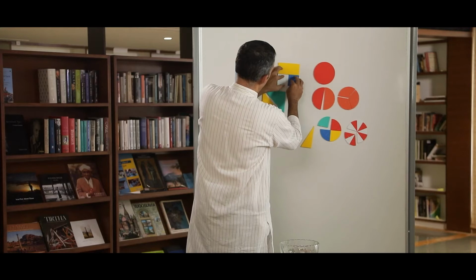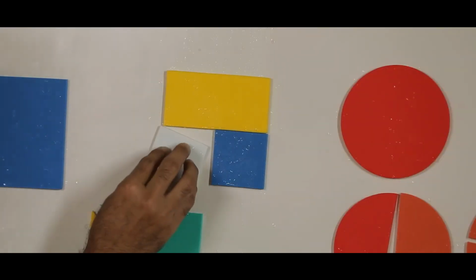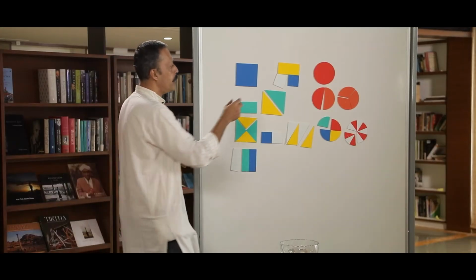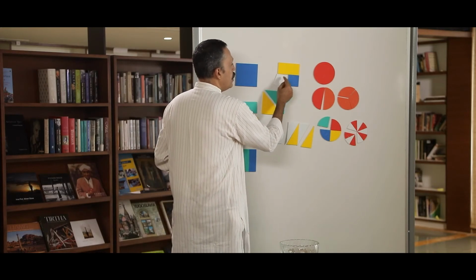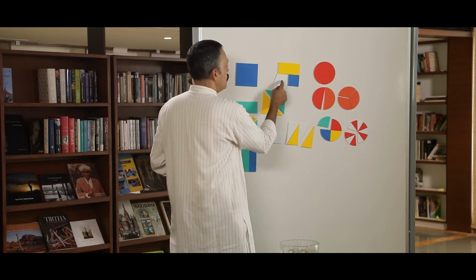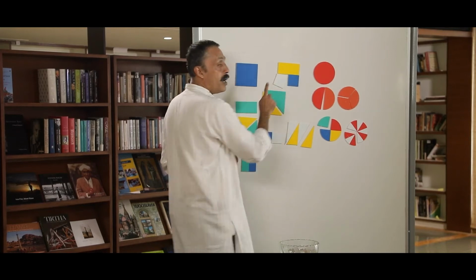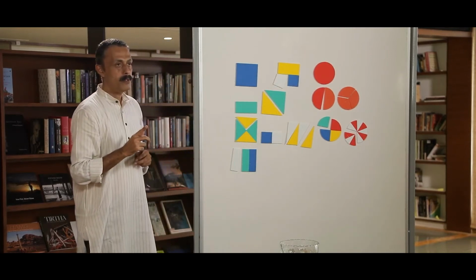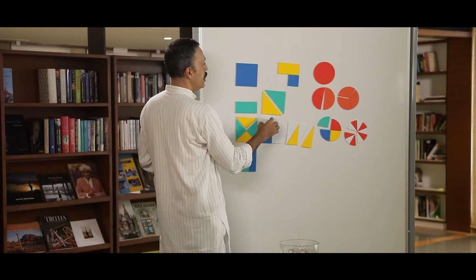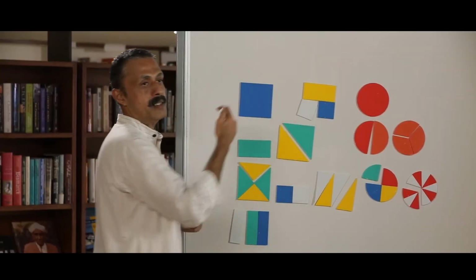For this shape, for this portion, what name can we give? This portion is this one half of this portion? This white square is the half of the yellow rectangle. Therefore, can I place it here? It is 1/4. Here it is half. This is what we say.